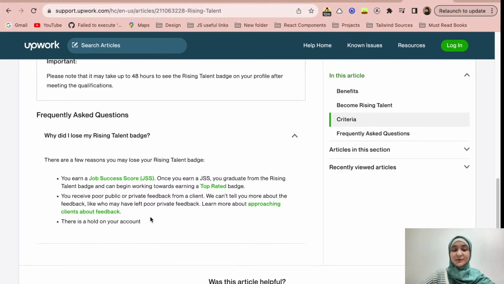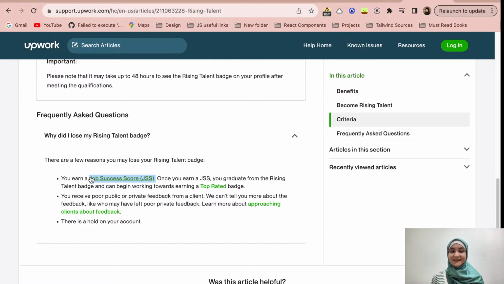Okay, another thing to note: you will lose your rising talent when you earn a job success score. This is the rating that your clients gave you. Once you start working and getting lots of jobs, you will get this job success score. To be precise, you will get it once you complete from 4 to 7 jobs, depending on the project and so on. Someone gets it from the first completion of their project, and others may get it after 7 jobs.